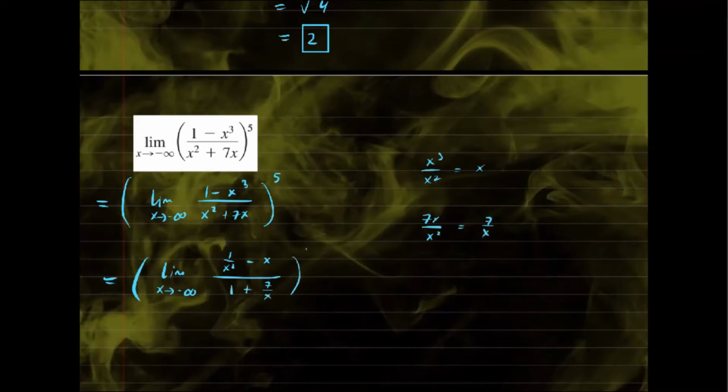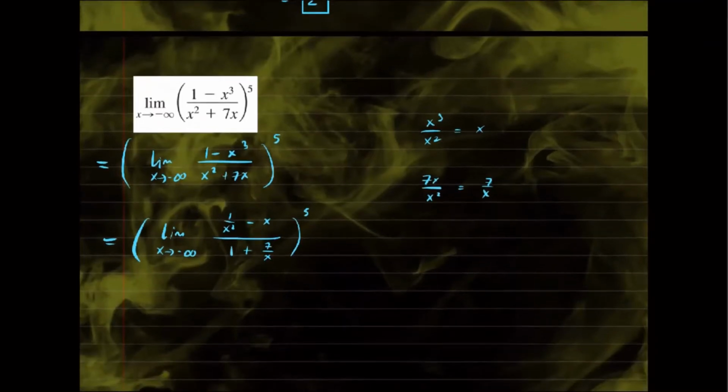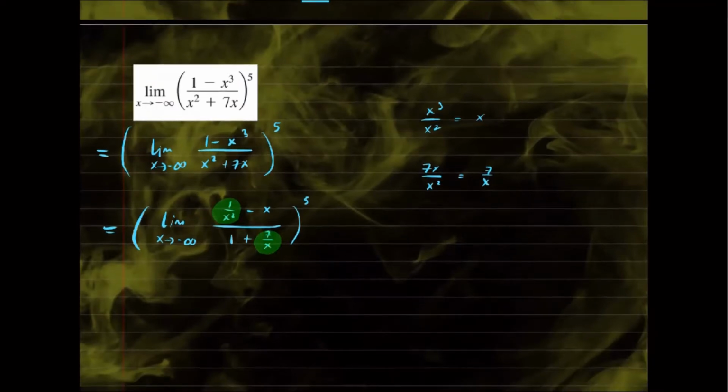And now we're ready to take the limit, all of this to the fifth power. So now by limit law, if you push the limit inside, this will go to 0 and this will go to 0 because x's are in the denominator. So the only expressions we're left with are this one and this one. So we have negative x over 1.